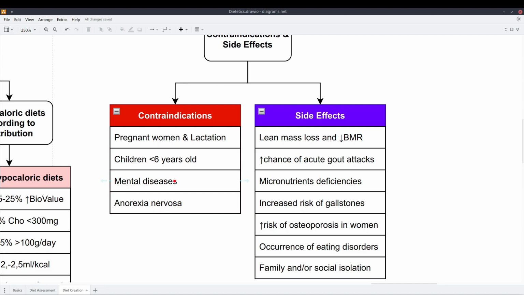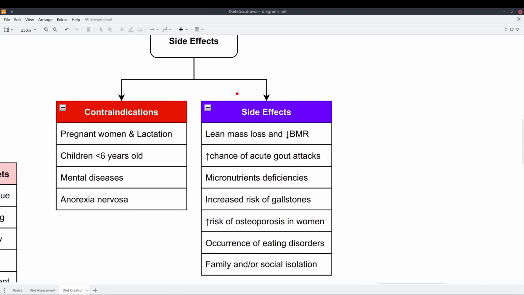Mental diseases also are not recommended hypocaloric diets, and of course not in anorexia nervosa, because there is a problem there of a body image distortion, and therefore we are not going to promote a hypocaloric diet when a person is already limiting herself with the food she eats.